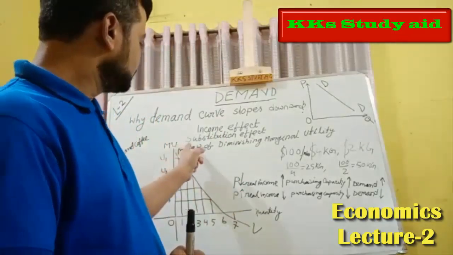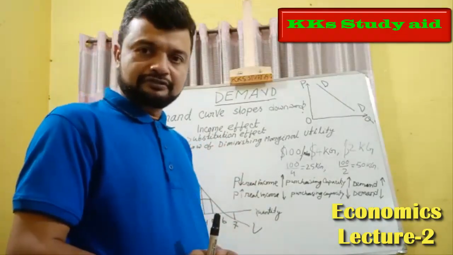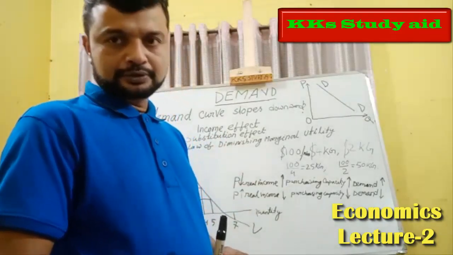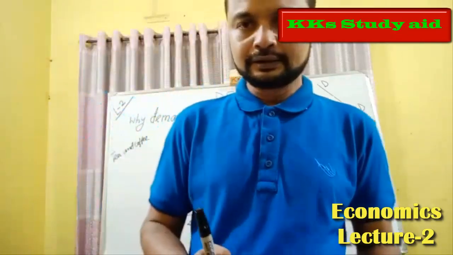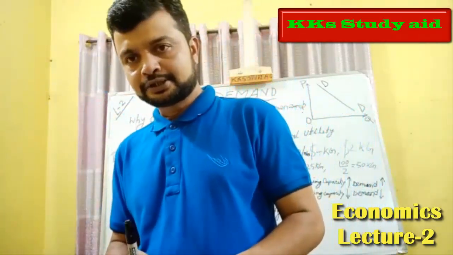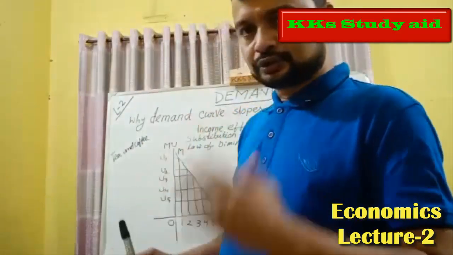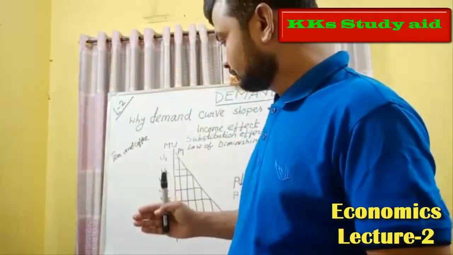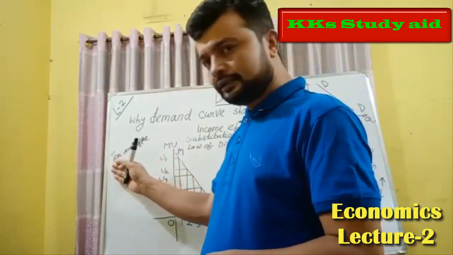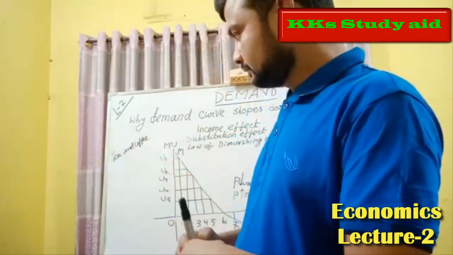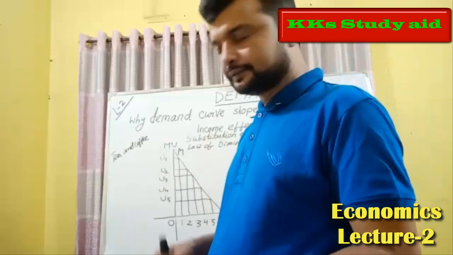Now come to another point, the substitution effect. For the substitution effect, we can consider two alternative products like tea and coffee. Tea and coffee are two substitute products. People can buy one instead of the other; we can alternate them with each other.